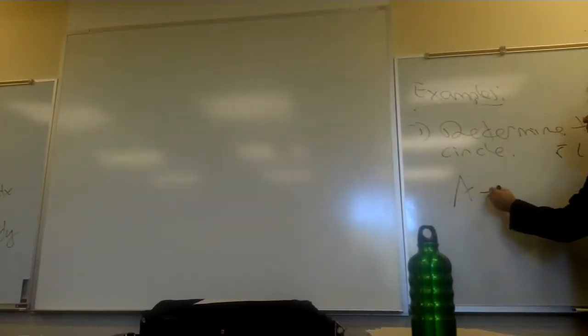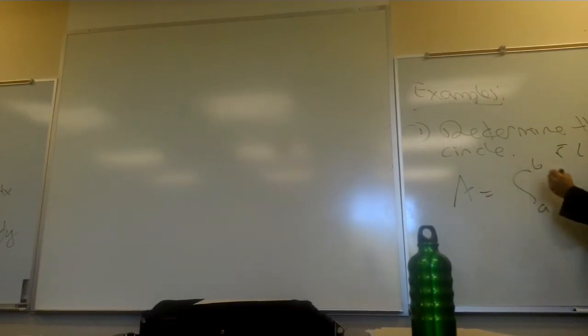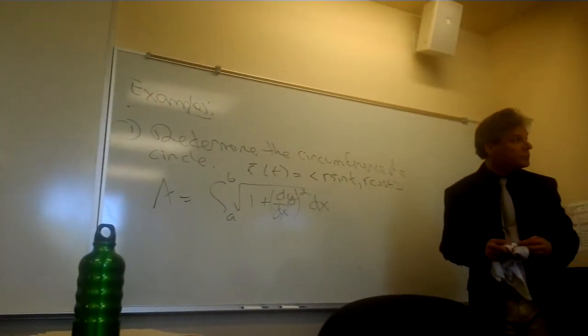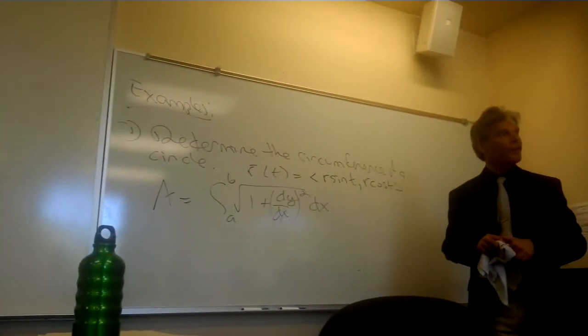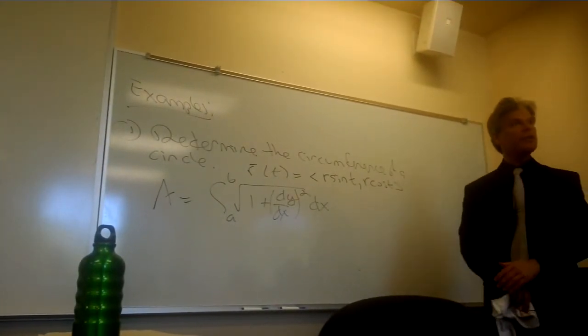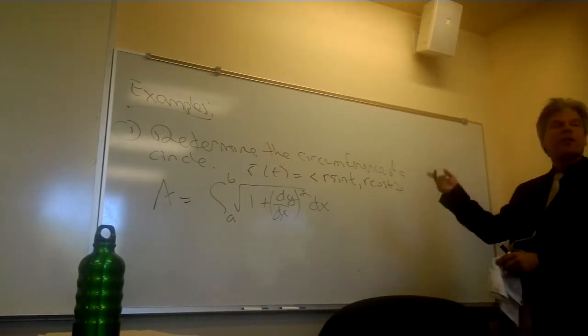I see the area can be computed by looking at the integral from a to b of nothing more than the square root of 1 plus dy dx squared. Area? That's the arc length, right? You said area. Did I really? My apologies, I'll slow down. Arc length. You guys happy?